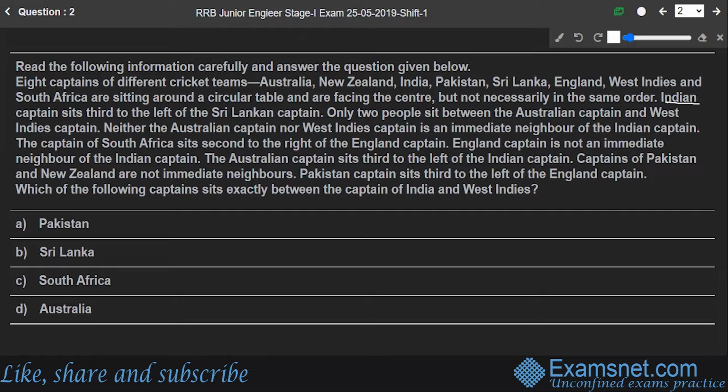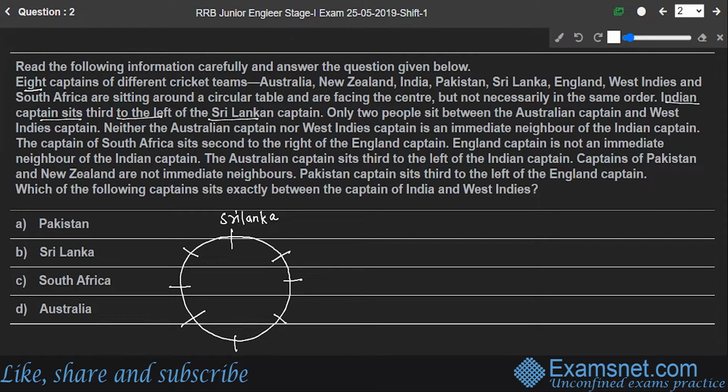The Indian captain sits third to the left of the Sri Lankan captain. So this is the circular table, and let's say the Sri Lankan captain is sitting over here. It is third to the left of the Sri Lankan captain. How many were there? Total 8. So this is 1, 2, 3, 4, 5, 6, 7, and 8. These are the 8 positions.